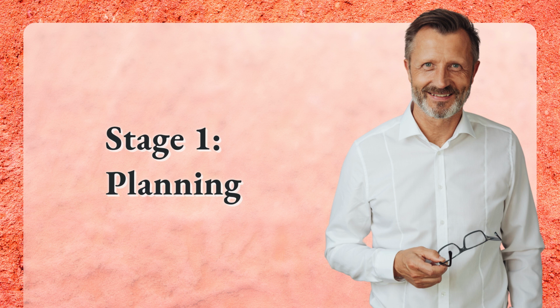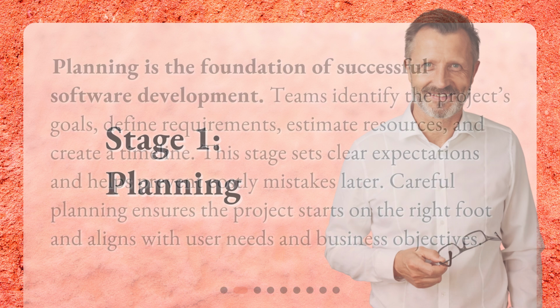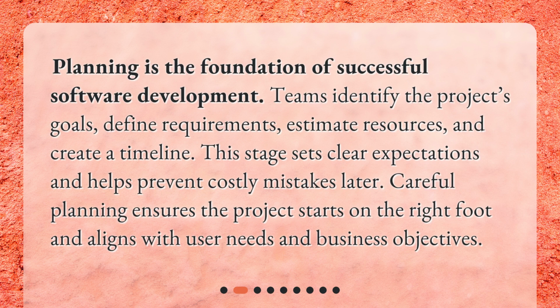Stage 1. Planning. Planning is the foundation of successful software development. Teams identify the project's goals, define requirements, estimate resources, and create a timeline. This stage sets clear expectations and helps prevent costly mistakes later. Careful planning ensures the project starts on the right foot and aligns with user needs and business objectives.